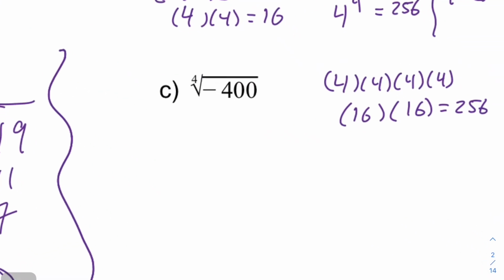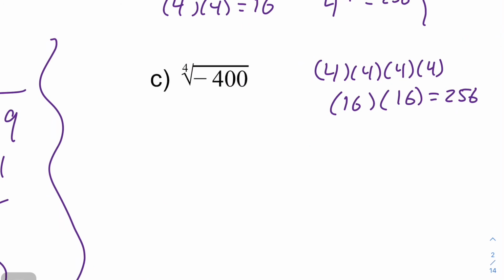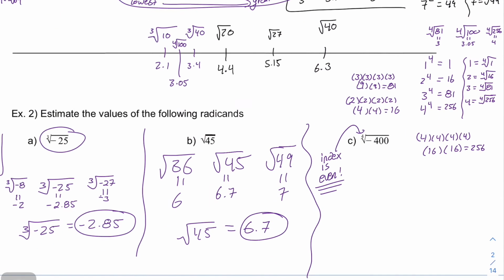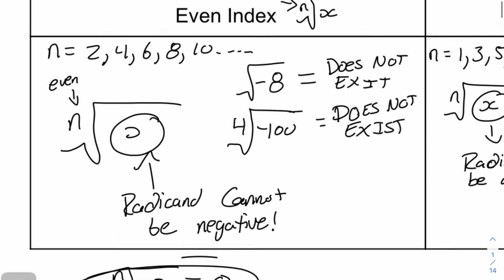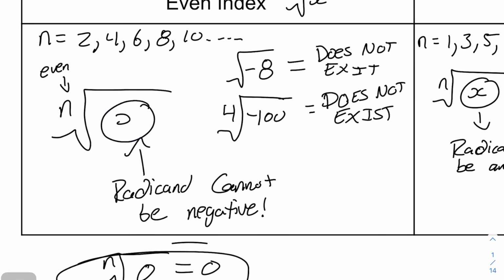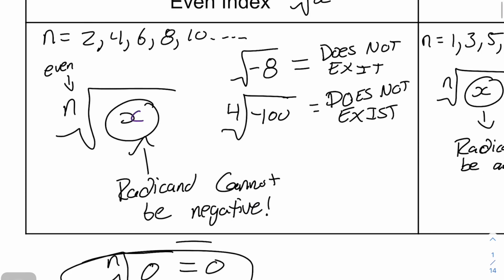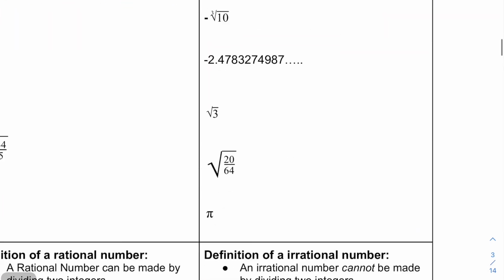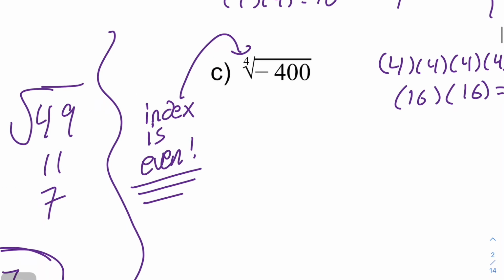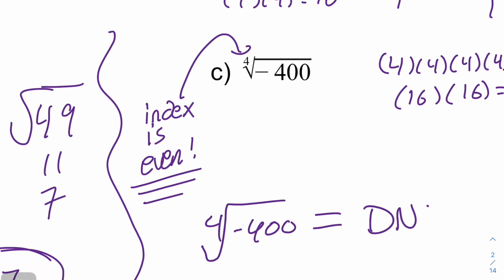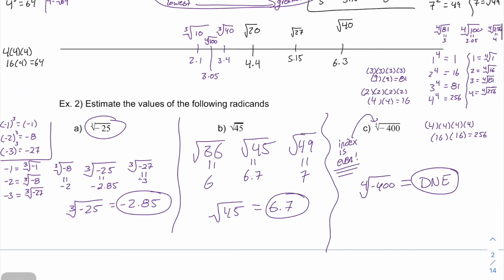Okay, and my last one, I want the fourth root of negative 400. Now this one might look scary, but indeed, what is happening? My index is even. What happens if an index is even? Well, that goes to my front page. If I have an even index, your radicand cannot be negative, okay? So if I plug this into my calculator, you're going to get a big fat error. So this is pretty easy to estimate because this does not exist, okay?